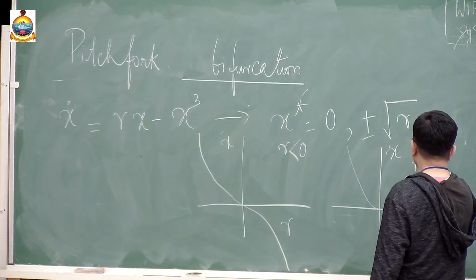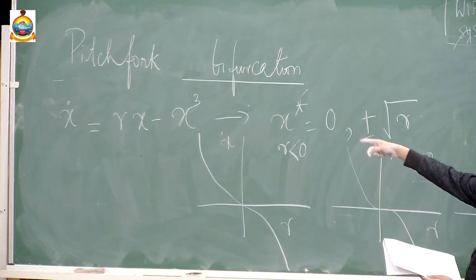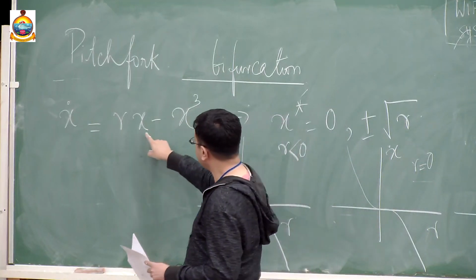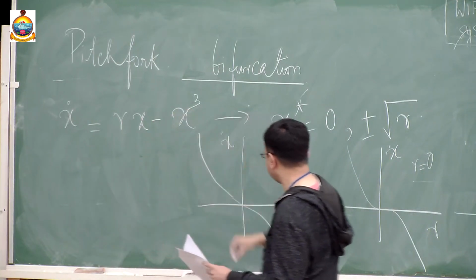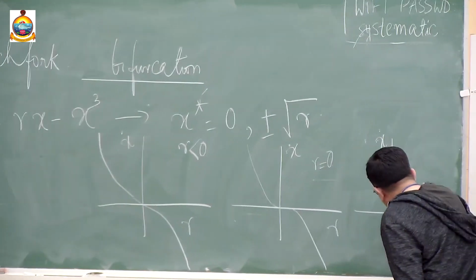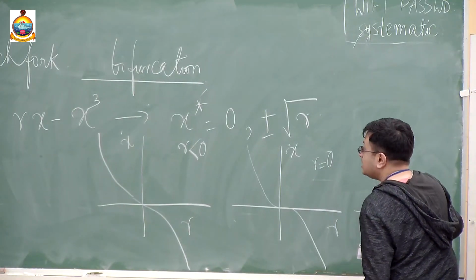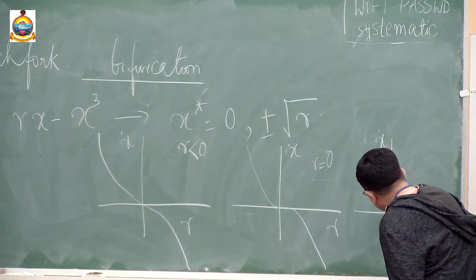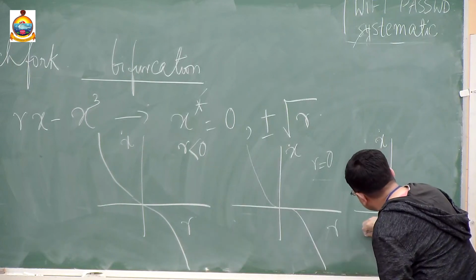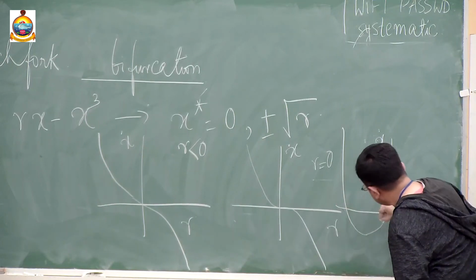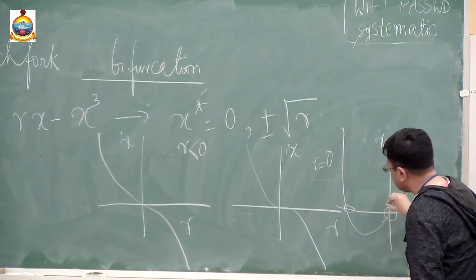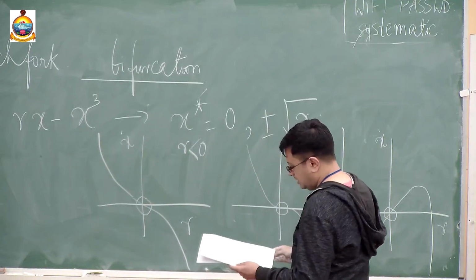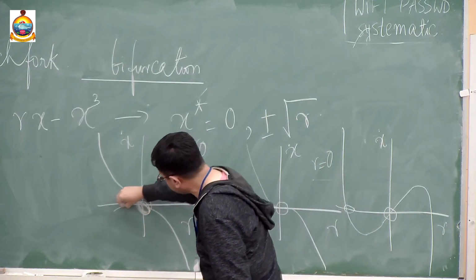This is for r equal to 0, and what happens for r greater than 0? When r is greater than 0, then close to x you have a line with a positive slope. So here I have a line with a positive slope, and then for large x it has to go like minus x cube, and for large negative x it goes to infinity like this. So you have one fixed point here, one there, one here, one here. You can easily check that this is a stable fixed point.